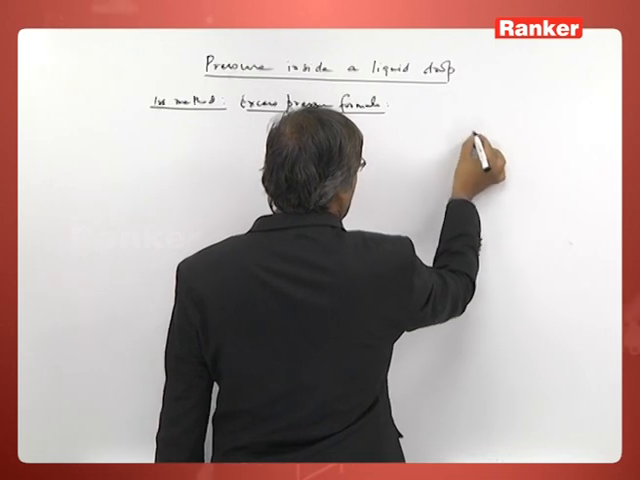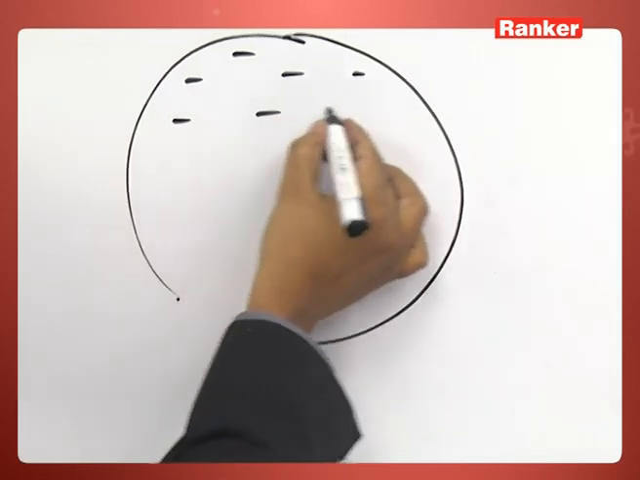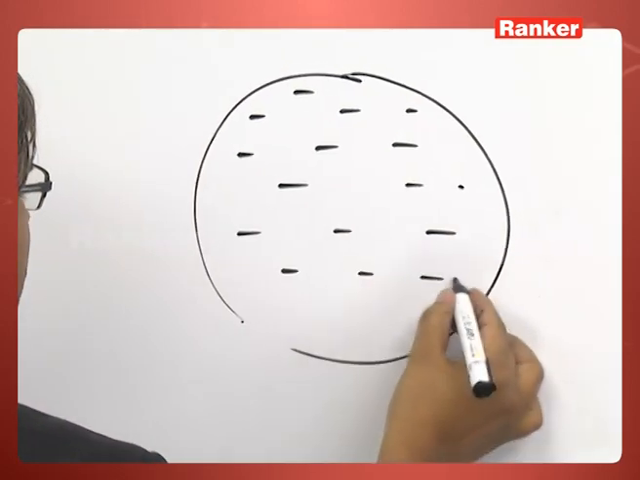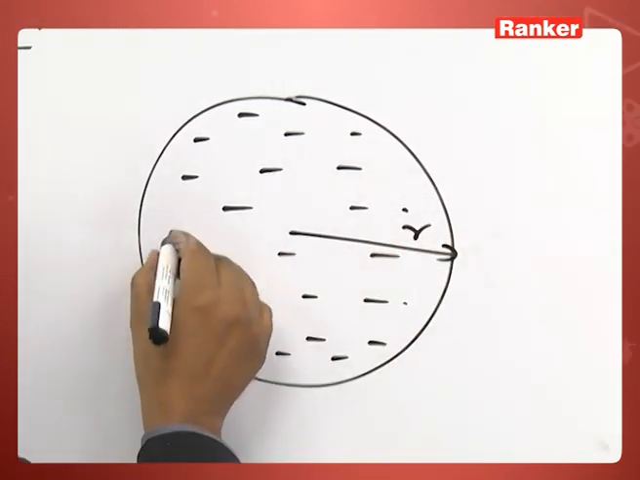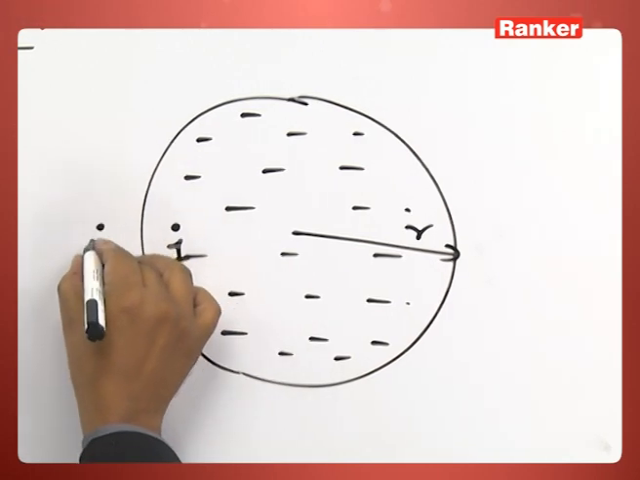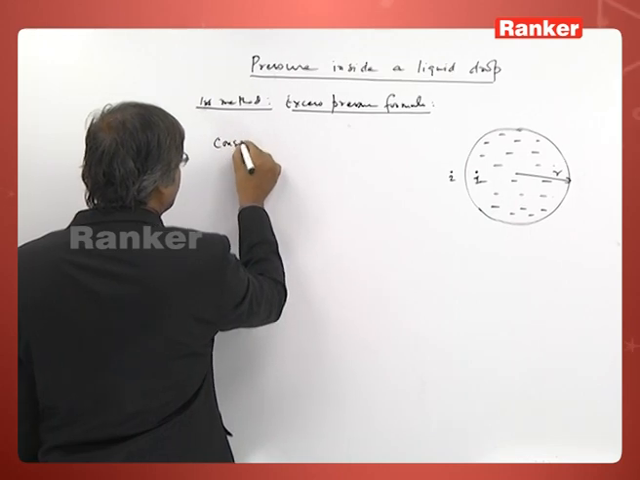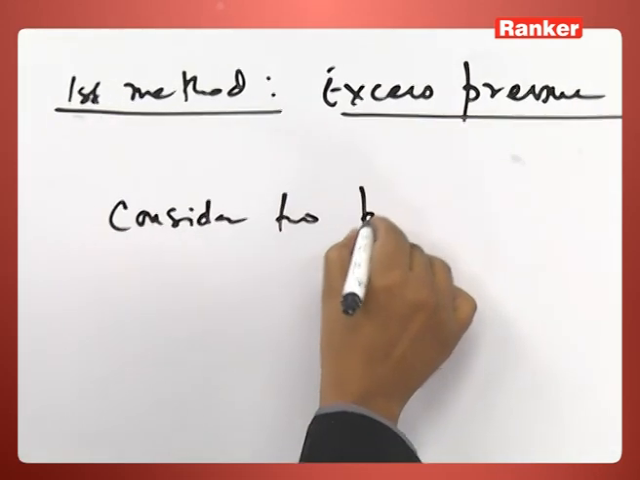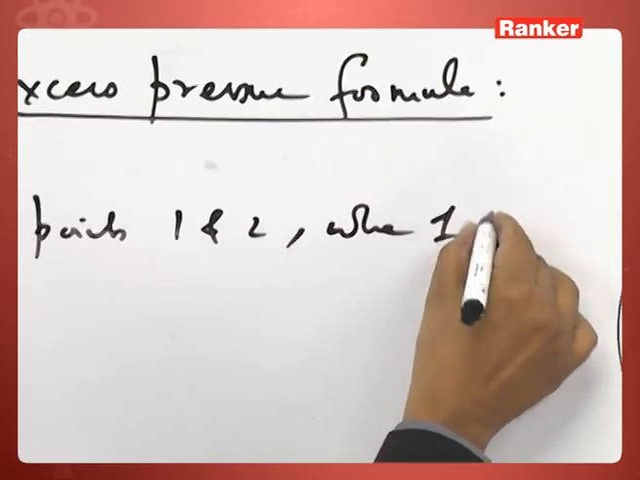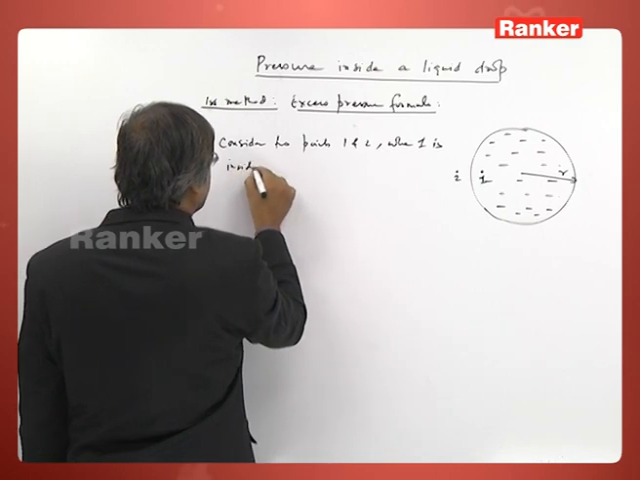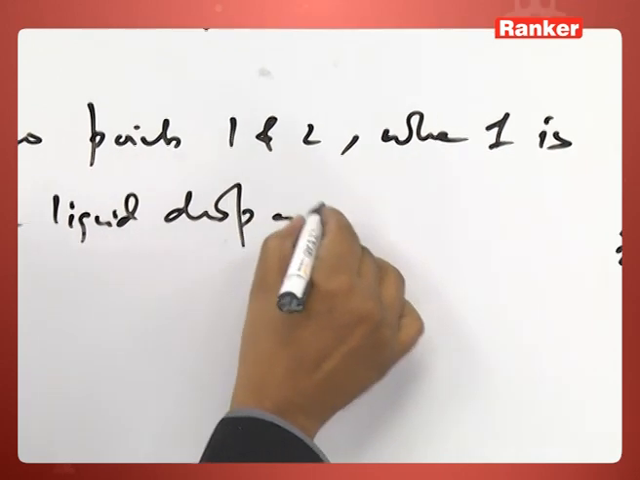So, we have our liquid drop like this, it is liquid inside it and it has a small radius r. Now let us take points 1 and 2. Consider 2 points, 1 and 2, where 1 is inside the liquid drop and 2 is outside.